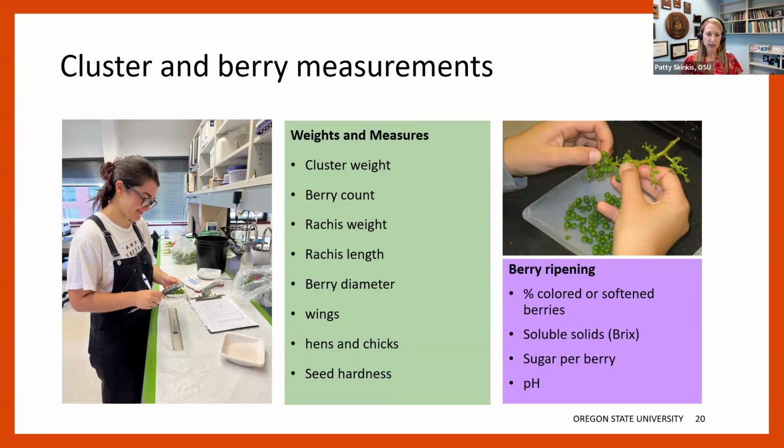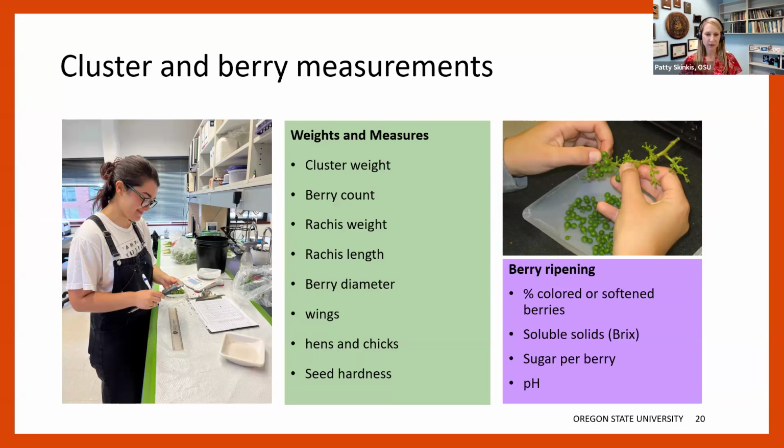We took a lot of measurements, and it took a lot of work. We measured cluster weights, berry counts, rachis weight, rachis length, berry diameter, wings, hens and chicks quantification, and seed hardness. We also looked at some of the indicators for berry ripeness, so colored berries or softened berries, and then sugars, Brix sugar per berry, and pH.